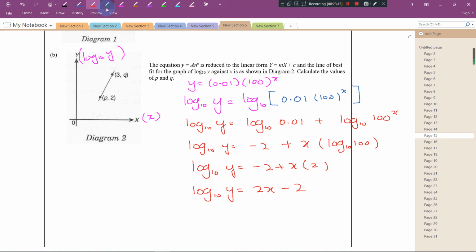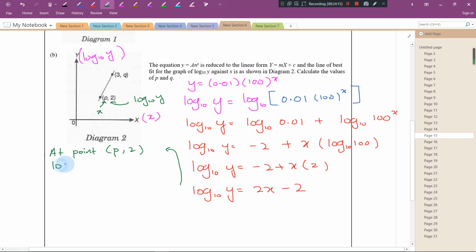Okay, be careful. Since this is log base 10 of y against x, so this is x and this is not y but log base 10 of y. Same thing for this point. Okay, let's find the point p, the value of p first. Alright, over here. At point p, 2.